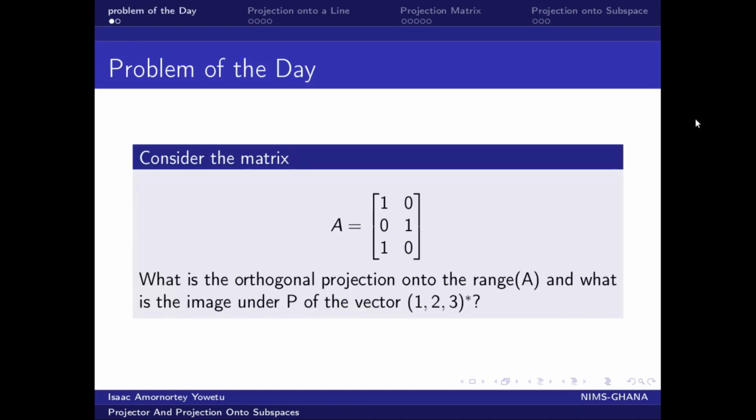This is the problem of the day. We have to consider the matrix A. And the question is, what is the projection onto the range of A, and the image under P of the vector 1, 2, 3?